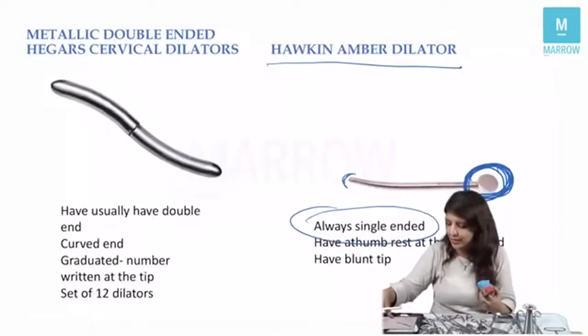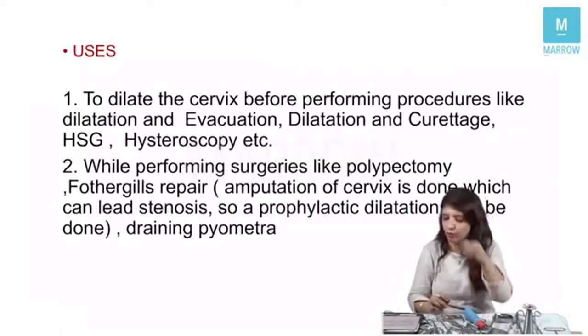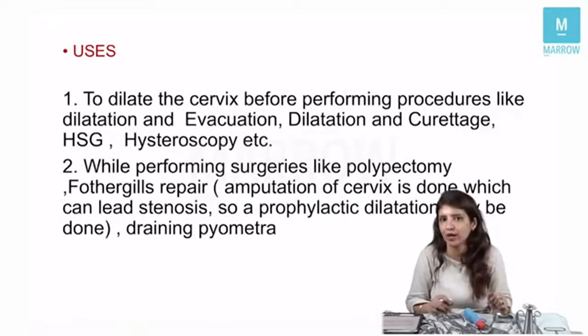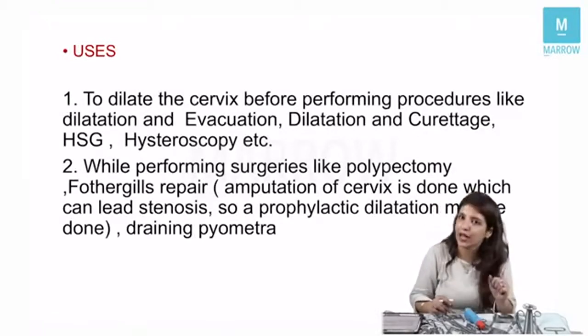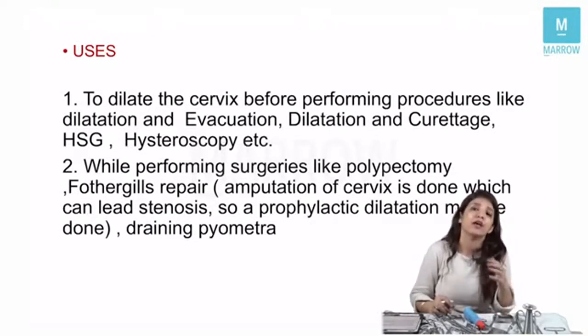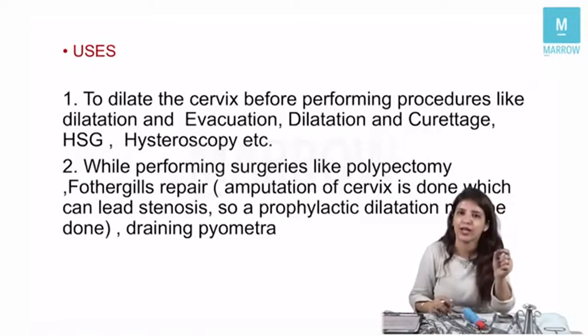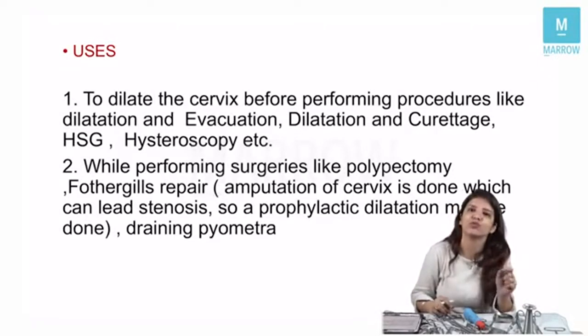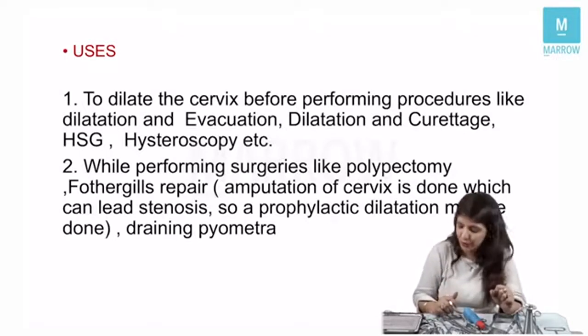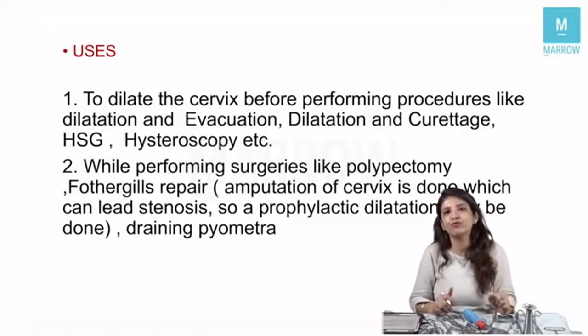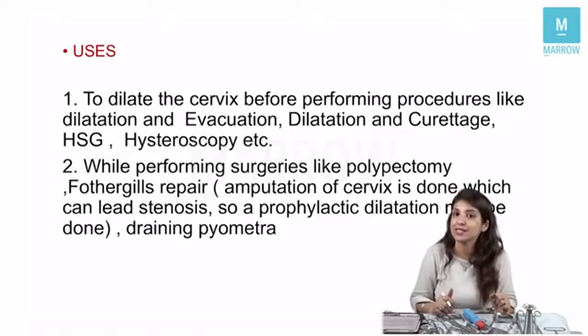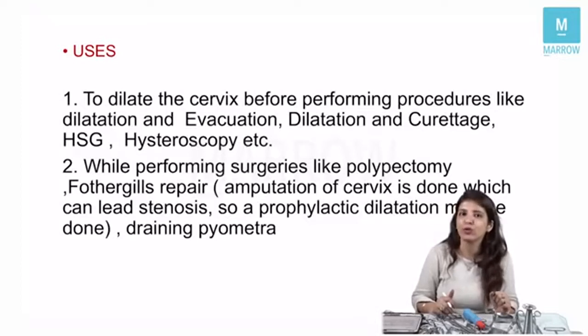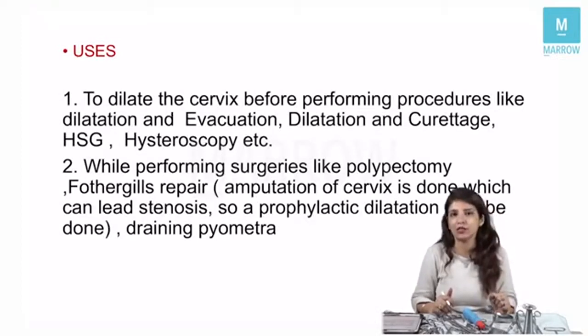The purpose of these dilators is to dilate the cervix before performing procedures like dilatation and evacuation, or suction and evacuation, or before you insert any other instrument. You are going to insert an instrument during HSG. You have to put an HSG cannula. So before you put an HSG cannula, you will have to dilate the cervix, or before you do hysteroscopy. Right? So before you put a hysteroscope, again you will have to dilate the cervix. Then you will also have to dilate before certain surgeries like polypectomy. So if you have to do a polypectomy, you will have to dilate the internal os first.